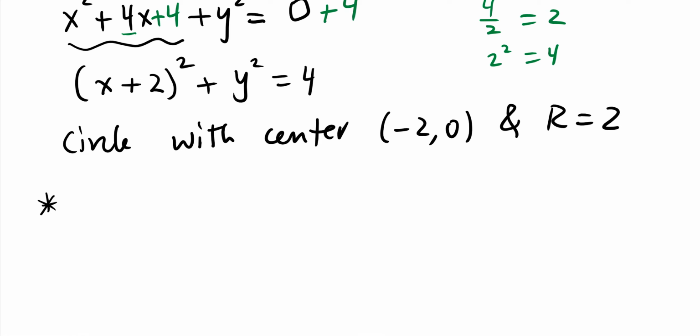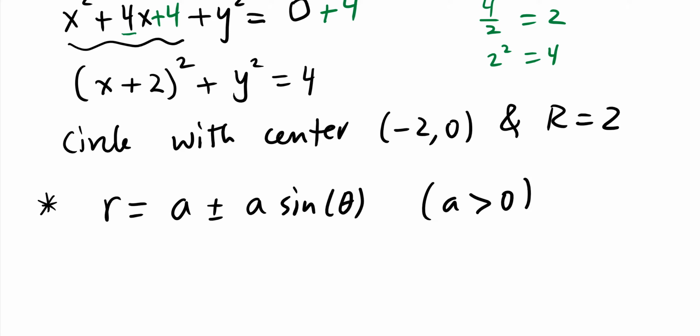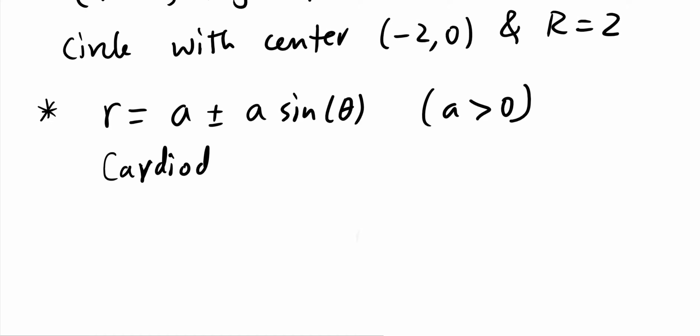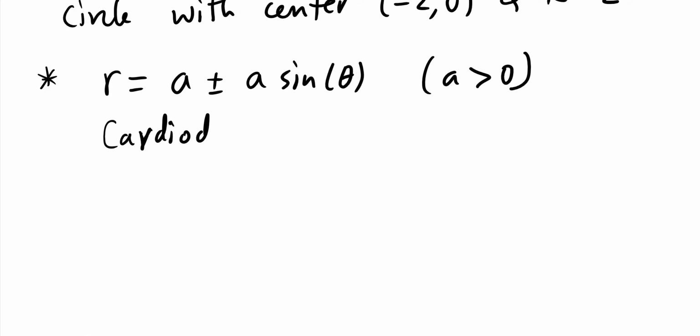The next one, what about if we have r equals, now another form of graphs, r equals a plus or minus a sine theta. Do you see the a's are the same? And a must be positive. In this case, the shape is called a cardioid. It looks like a heart, either a heart or an upside down heart. So there are two cases. The case when r is positive, and we're going to look at a minus a sine theta.